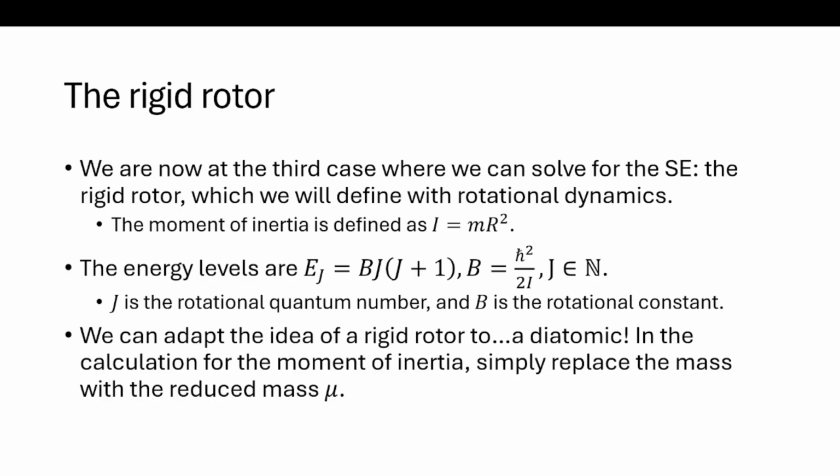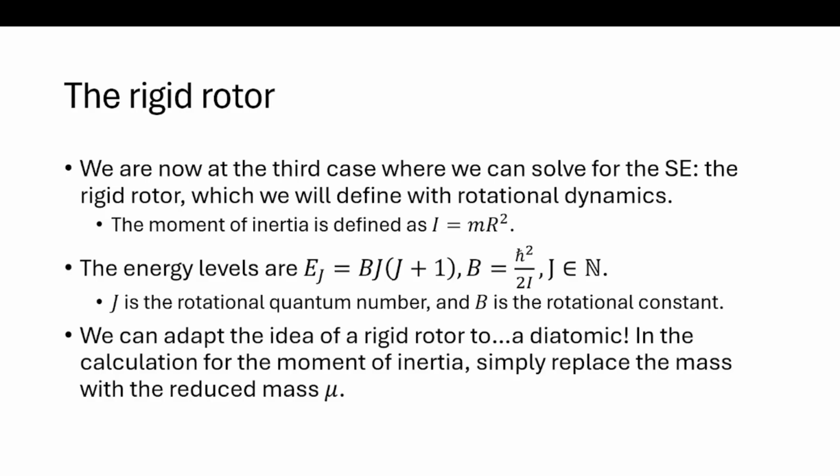And by looking at the moment of inertia, we can define the energy levels for rotational motion based on the moment of inertia and the reduced Planck constant. And as you can see in this equation right here, J is known as the rotational quantum number, and B is known as the rotational constant.